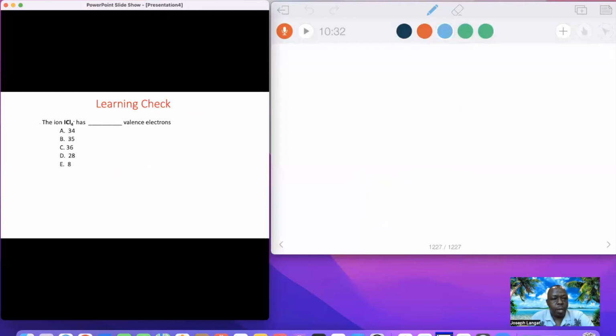The ion ClO4 negative has how many valence electrons? This is simple. This is given by the periodic table. Iodine is in group 7. Electrons times 1 equals 7.